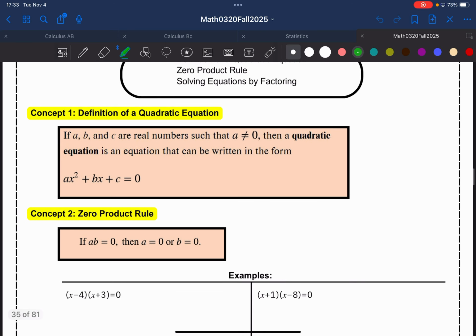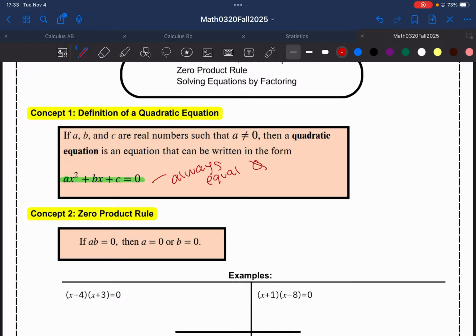Okay. So it says definition of a quadratic equation. We mentioned this a couple times in previous notes. You just need to know that this is the standard form for a quadratic equation, and that is ax squared plus bx plus c. And now we have it equal to 0. So in order to solve, this has to always equal 0.